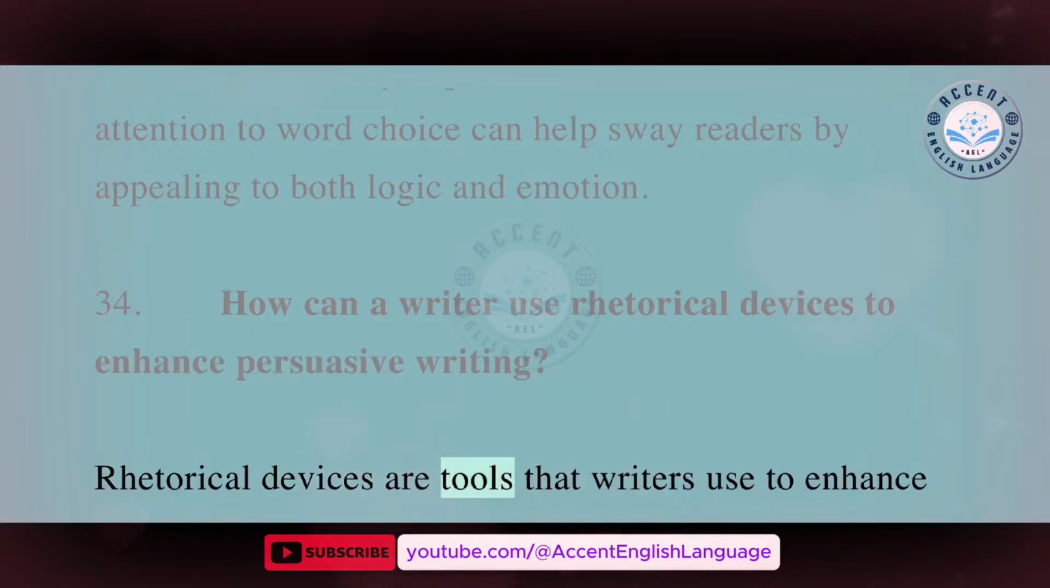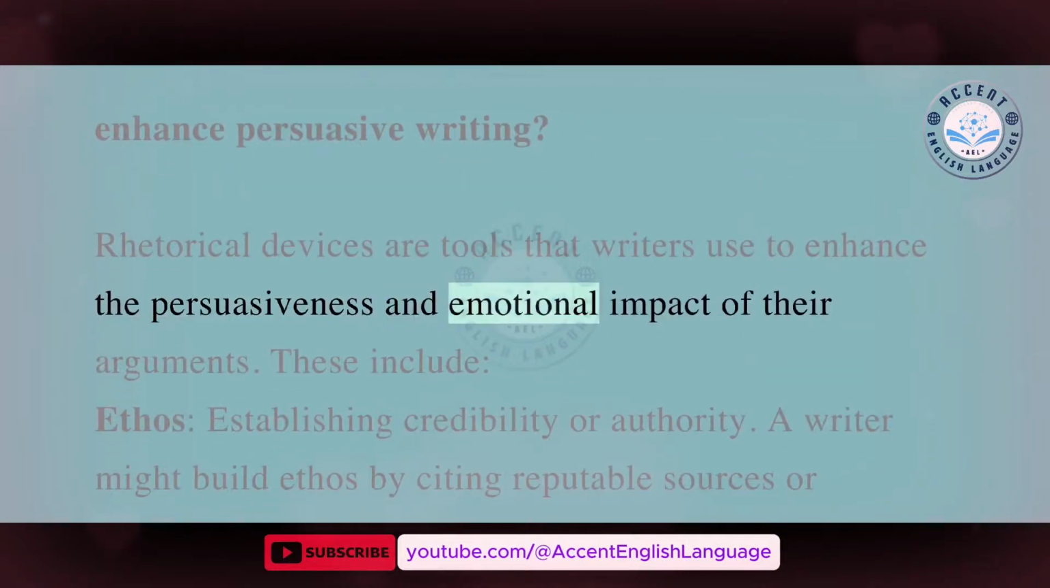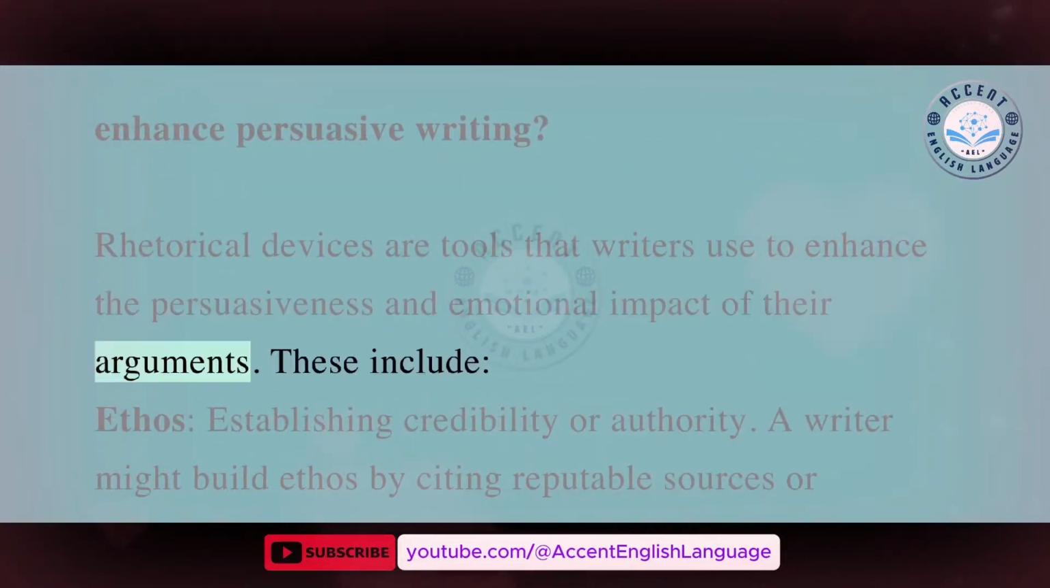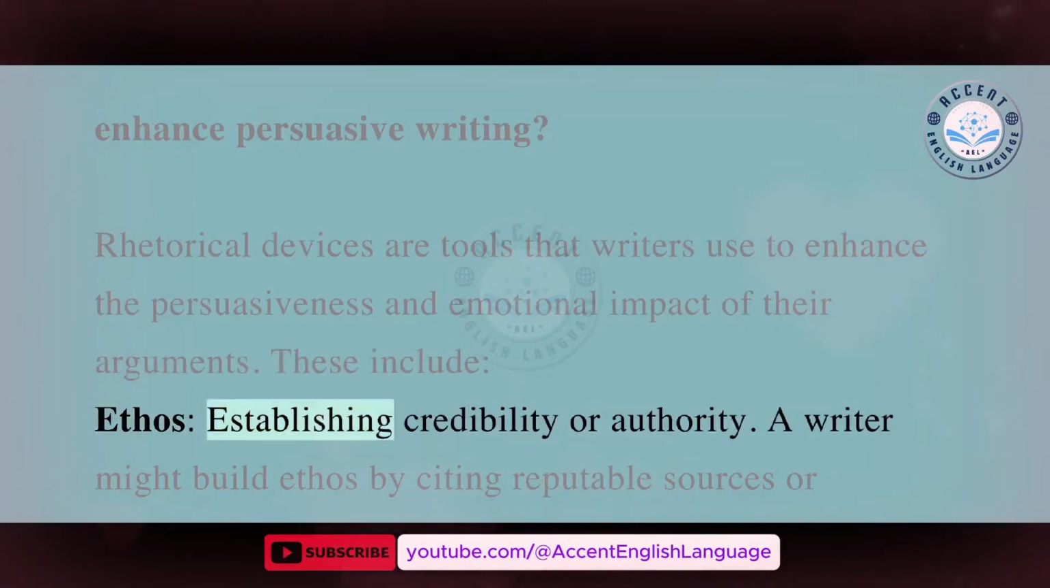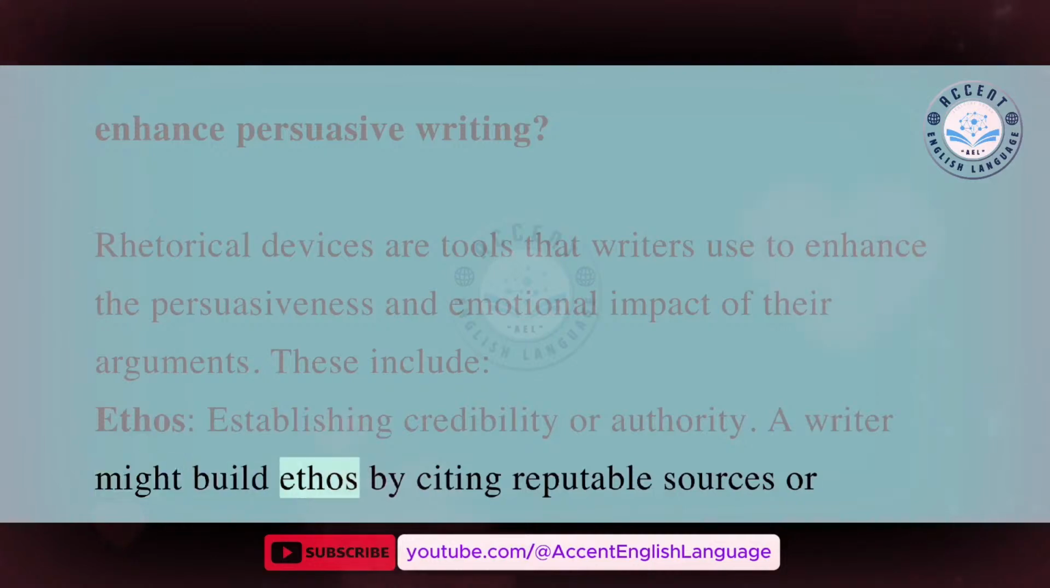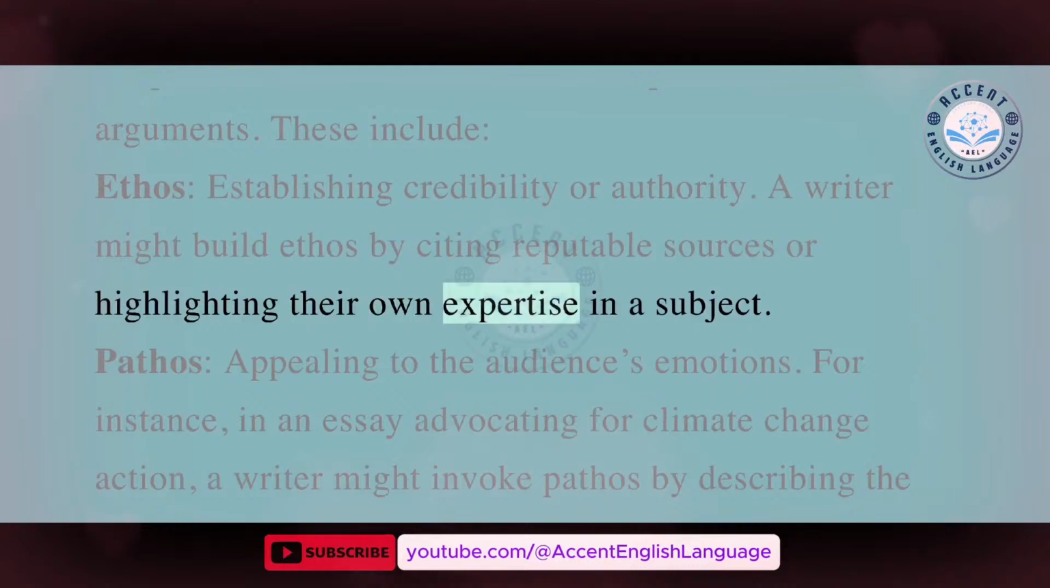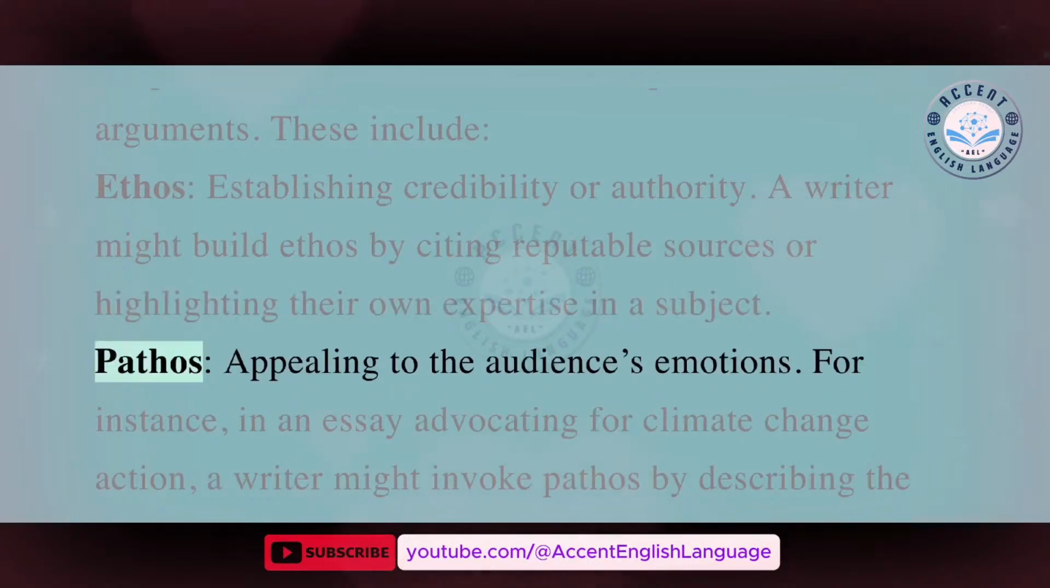Rhetorical devices are tools that writers use to enhance the persuasiveness and emotional impact of their arguments. These include ethos, establishing credibility or authority. A writer might build ethos by citing reputable sources or highlighting their own expertise in a subject. Pathos, appealing to the audience's emotions.